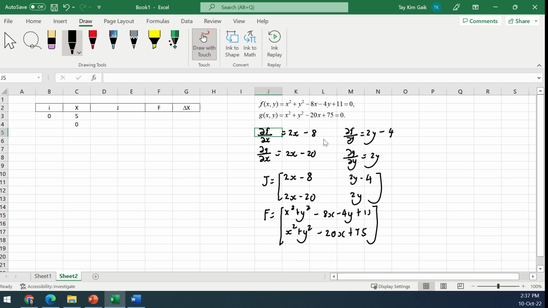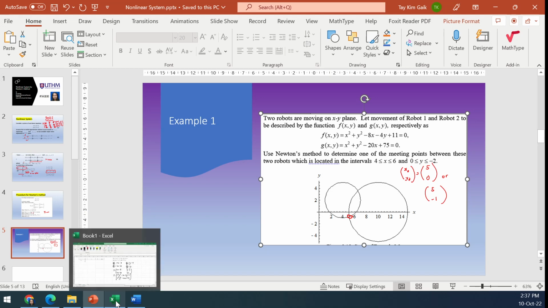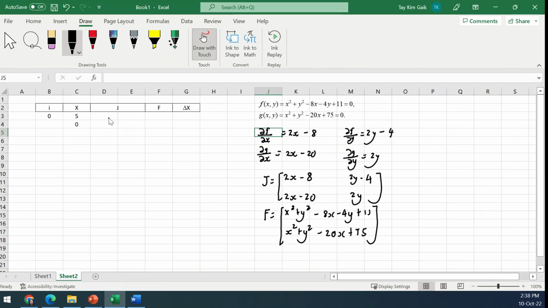We call it nonlinear equation because if linear, only x power 1, y power 1, but here you got x squared, y squared. So this becomes two nonlinear equations, then a nonlinear system. We choose 5 and 0 because x between 4 and 6, I pick 5. And y I may choose 0, I may choose negative 1. Doesn't matter. And now I'm going to find the Jacobian.